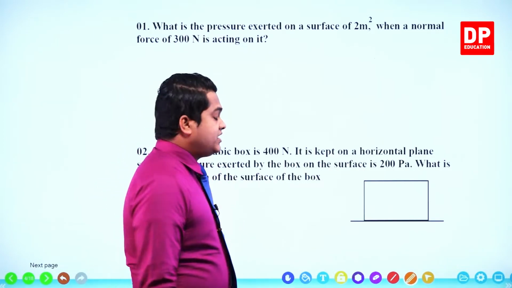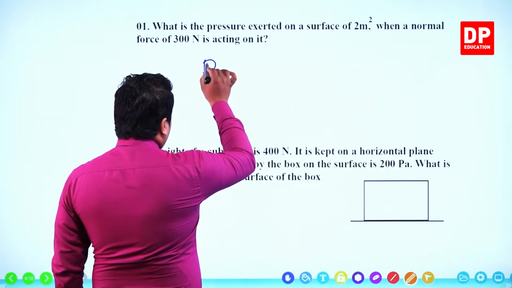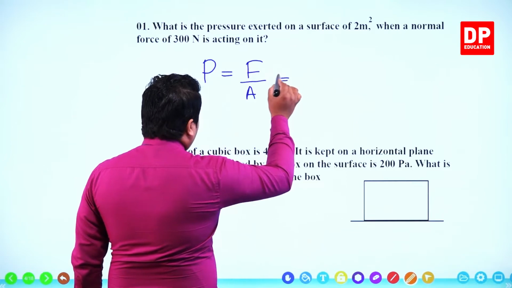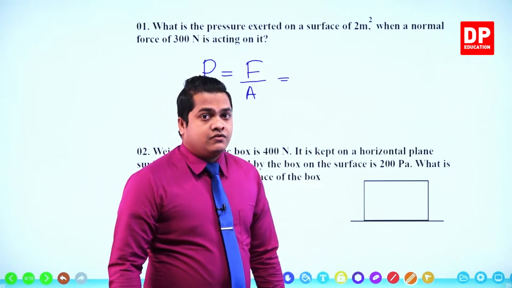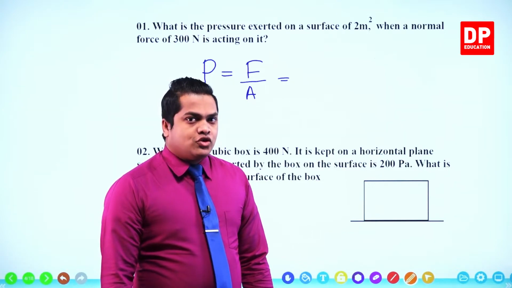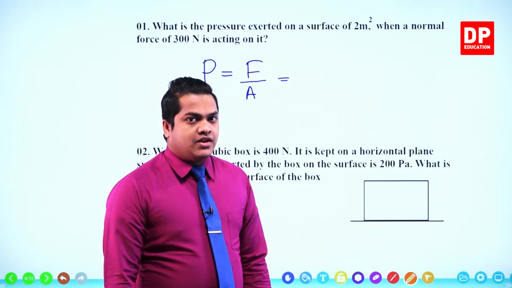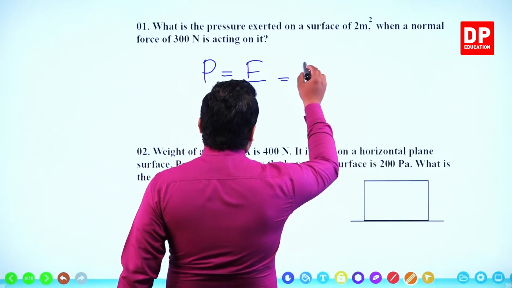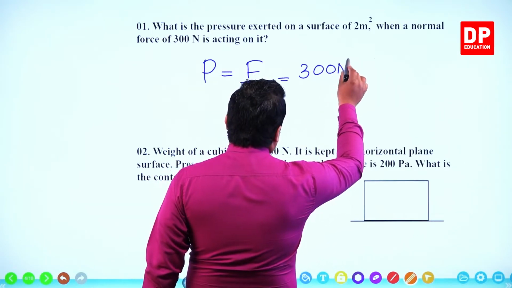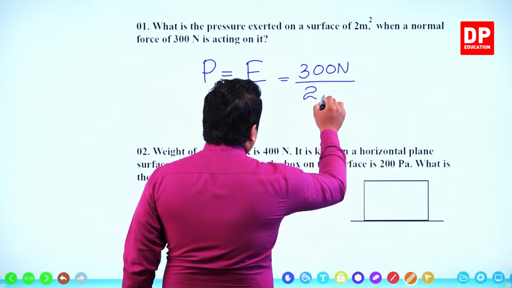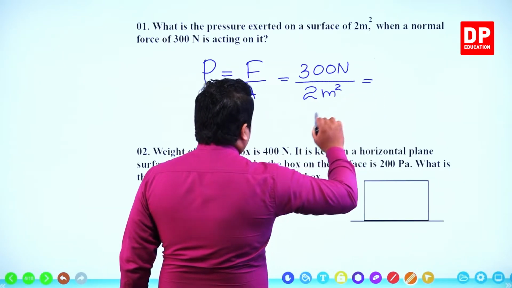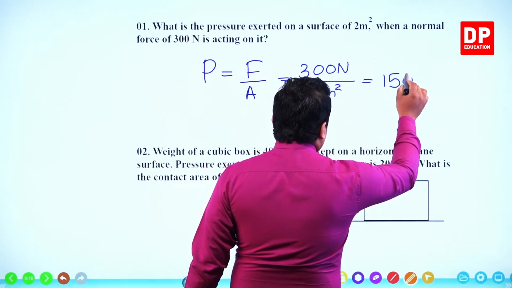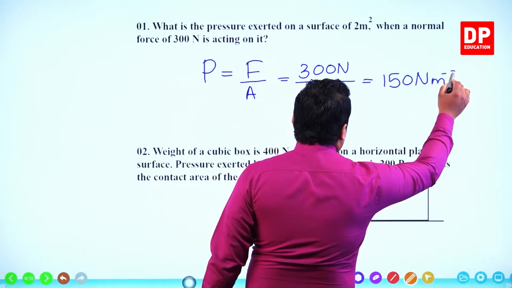So we'll calculate. What is the formula, my dear children? The formula is simple. Pressure is equal to force upon area. Always remember, when you are substituting the values, force should be in newtons and area should be in square meters, not in centimeters. Here force is given as 300 Newton upon area 2 m squared. When you divide 300 by 2, the answer is 150 newtons per square meter.